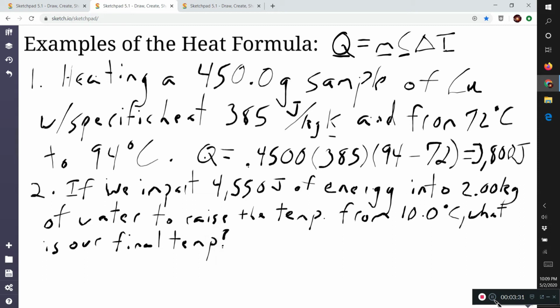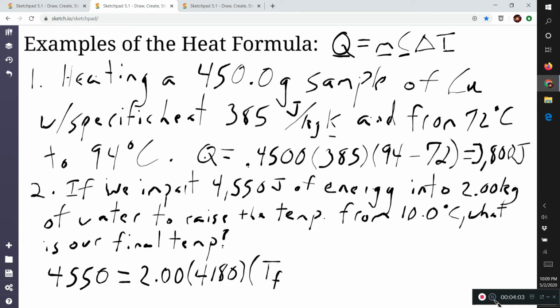So using the formula, our heat would be 4,550 because that's how many joules of heat we are imparting. Mass is 2.00. The specific heat of water, there is a page in your book, page 325, where you can look that up. I think most problems will give those. But water has a specific heat of 4,180. We know that our starting temperature is 10 degrees Celsius, but we don't know what our final temperature is. So I'm going to say TF minus 10.0.